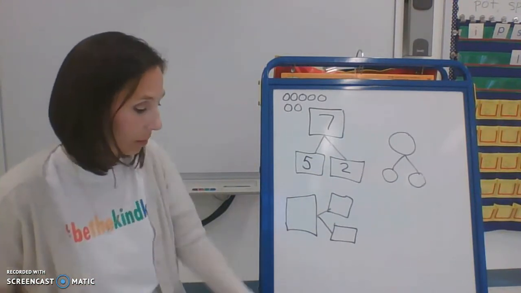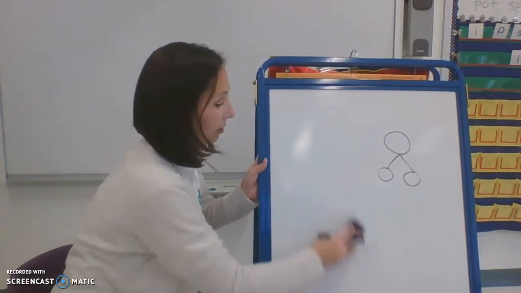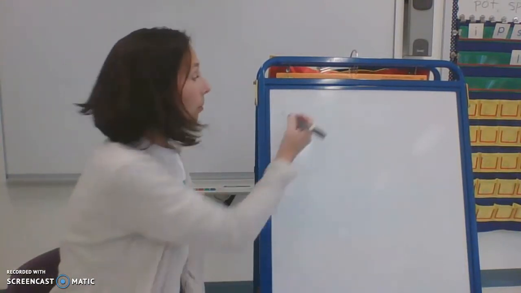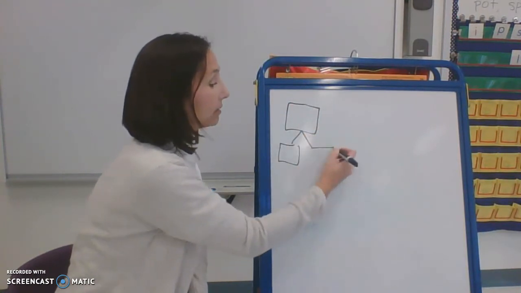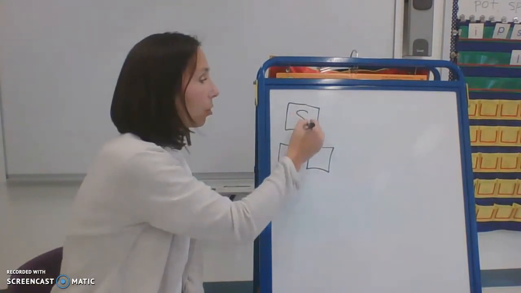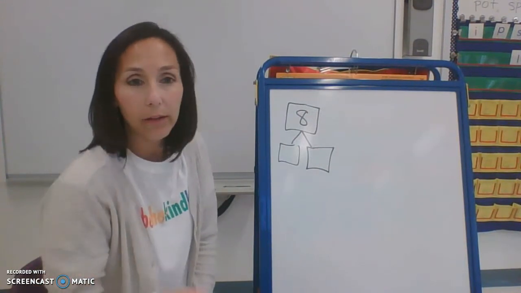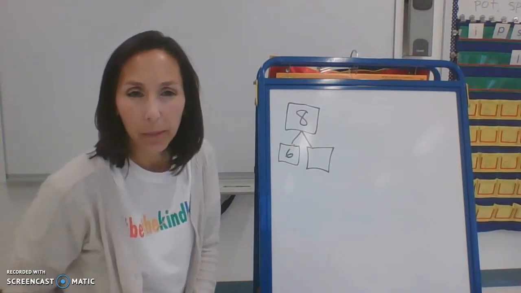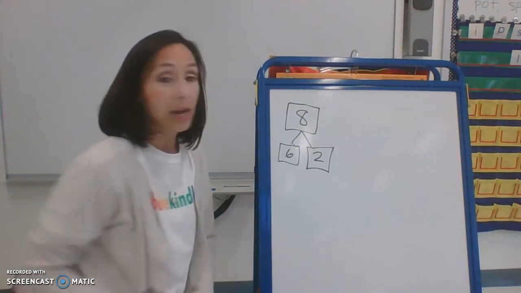Okay, so we did our number bonds. Then we also talked about using a number bond and being able to show that number bond as an addition equation or number sentence. So let's say, for example, our whole is 8, and then let's think about it. What if one of the parts is 6? What would the other part be? You're right, 2.